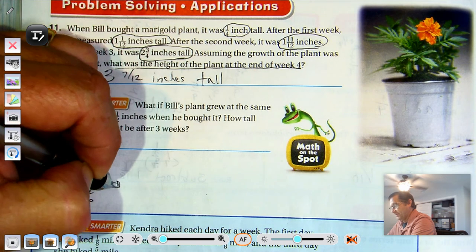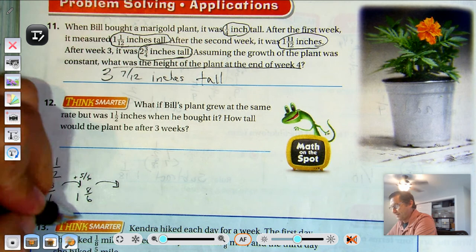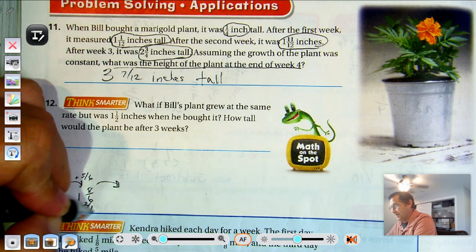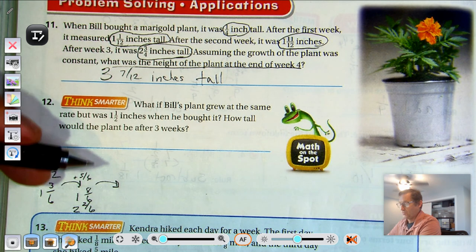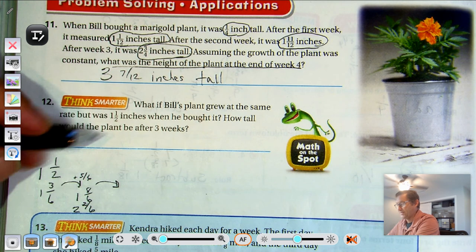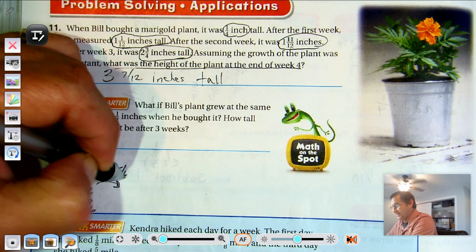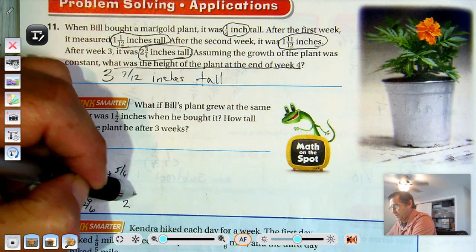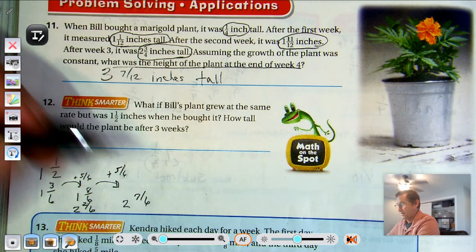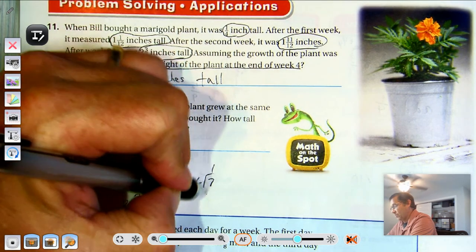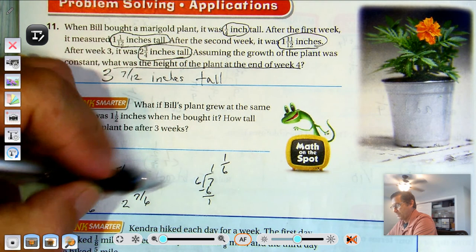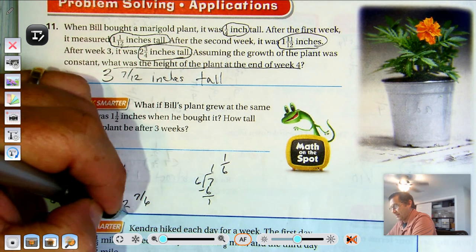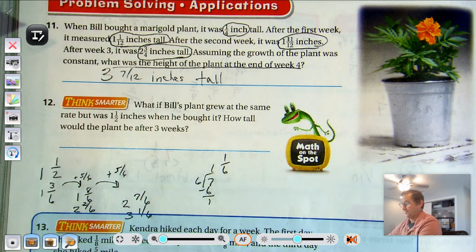If we add another 5/6, so 1 8/6, that's the same as 2 2/6. 8 divided by 6 is 1. Remainder would be 2, so 2/6. 2 2/6 plus 5/6, we would have 2 7/6. 7 divided by 6 is 1. Subtract, we get 1 left, 1 1/6. 1 1/6 plus 2 is the same as 3 1/6.